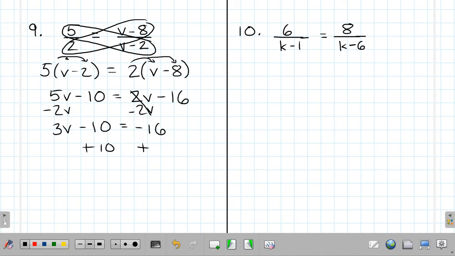Plus 10, plus 10. Those go away, leaving us with 3v is equal to negative 16 plus 10. Once again, not too big of numbers here, but we got a negative plus a positive. So negative 16 plus positive 10 is going to leave me with negative 6. Then divide by 3, divide by 3. V is equal to negative 2.